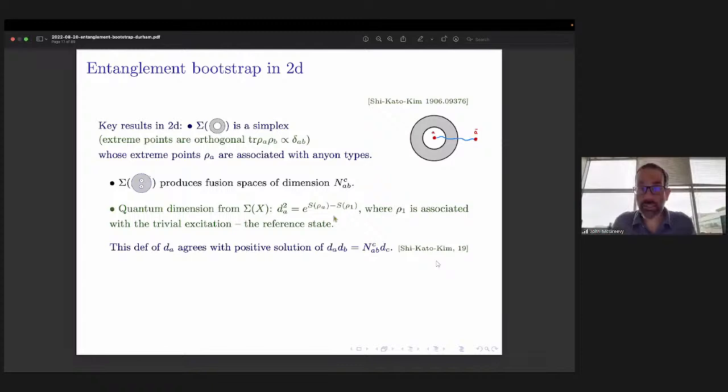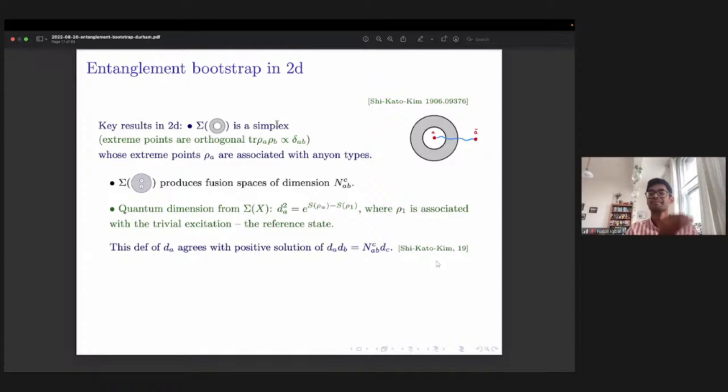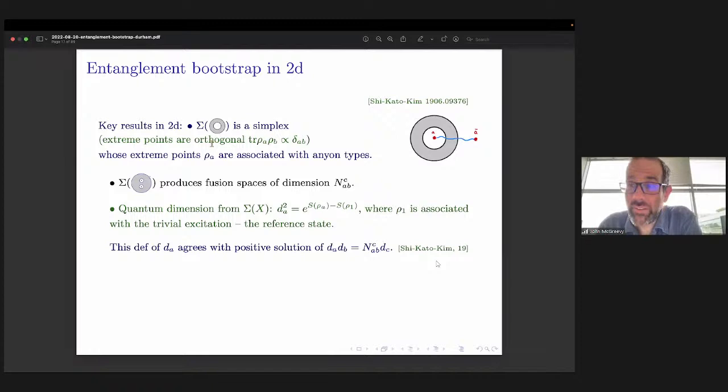Okay. So let me summarize a few results that have been proved with this technology in two dimensions. This is from this paper by Bowen and collaborators. The first result is that the information convex set of the annulus is a simplex, meaning that the extreme points are isolated. Furthermore, they're orthogonal to each other. It's kind of inevitable that the labels on those extreme points should be associated with anion types. The reason for that is this picture, right? You can pick an anion. If I put anion type A inside the annulus, I'll get an extreme point labeled by A. That's the idea. And maybe the best internal evidence for this statement is that, starting from this assumption that extreme points of the information convex set of the annulus are labeled by anion types, we can reconstruct a lot of the familiar theory of superselection sectors that it's supposed to satisfy.